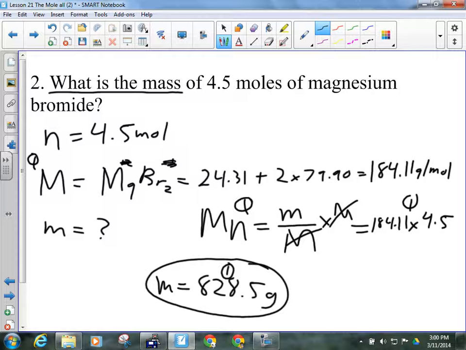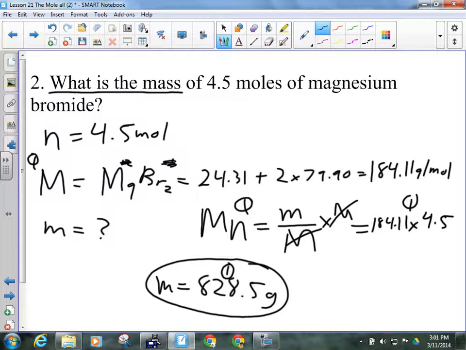Okay, it's the number of particles in a mole. If I have 6.02 times 10 to the 23 molecules of water, I have how many moles? 1. 6.02 times 10 to the 23 is the number of particles of anything in 1 mole, in the same way that if I have 12 of anything, I have a dozen. If I have 6.02 times 10 to the 23, I have a mole.